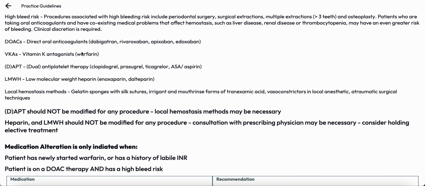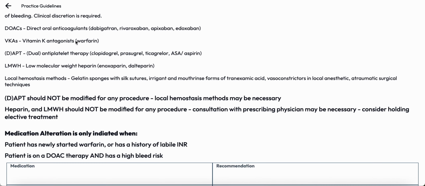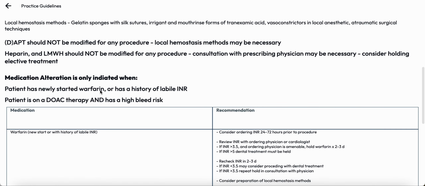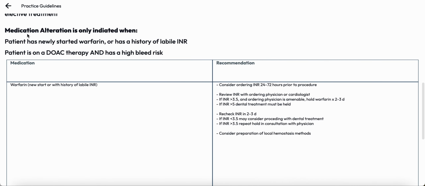We know the patient's on warfarin, which is a vitamin K antagonist. And we see that medication alteration is only indicated when the patient is newly started on warfarin or has a history of labile INRs. And we know the patient's INR has actually been stable, and it's been stable in an appropriate therapeutic range, which is 2.7 or 2.9, which is what the patient told us.